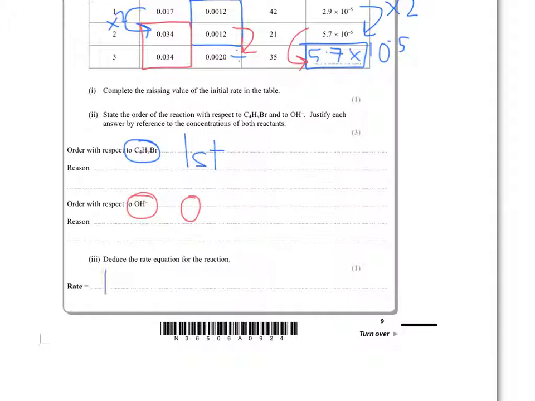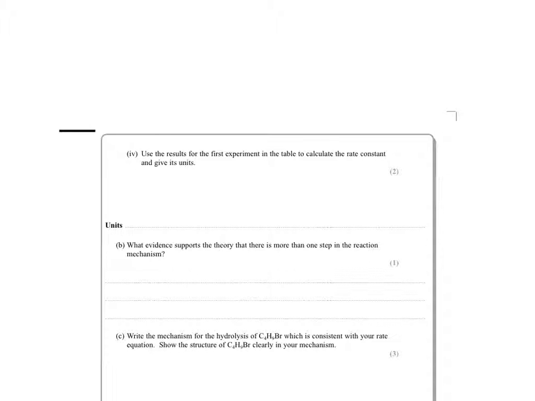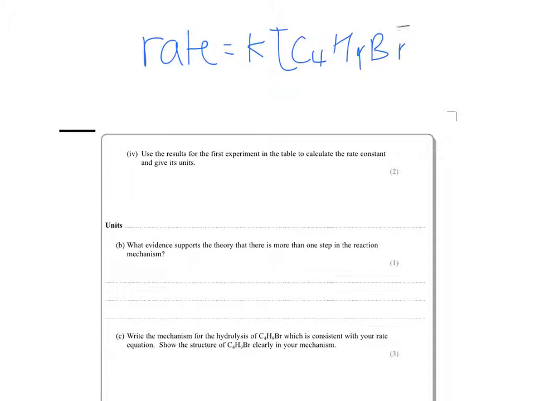Don't forget to put your K in, you always have to include the rate constant, and we know that it is just K times C4H9Br. We do not include the OH- because anything to the power 0 is equal to 1. Now using the rate equation that you have worked out, rate equals K times your C4H9Br, you can rearrange this to find K, so K is equal to rate divided by C4H9Br.